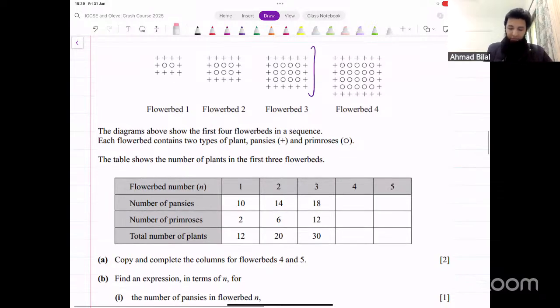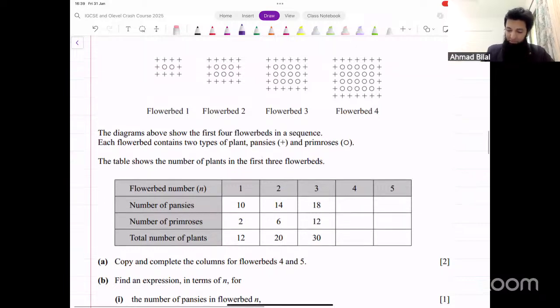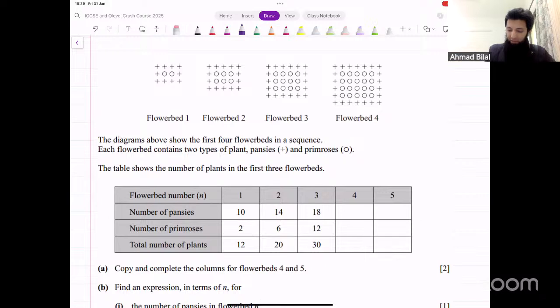First of all, we have to copy and complete the columns of flower beds 4 and 5. You can just complete it on this diagram directly. What about the 4th one? You can either look at the pattern in the table, or since for diagram 4 you have the diagram given here as well, you can just count from there to verify that it's correct.